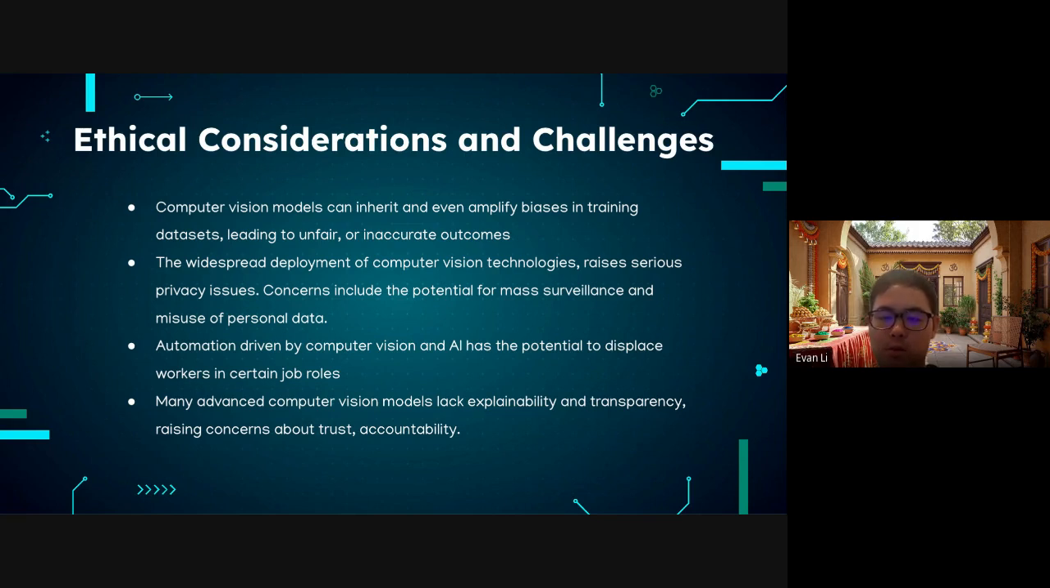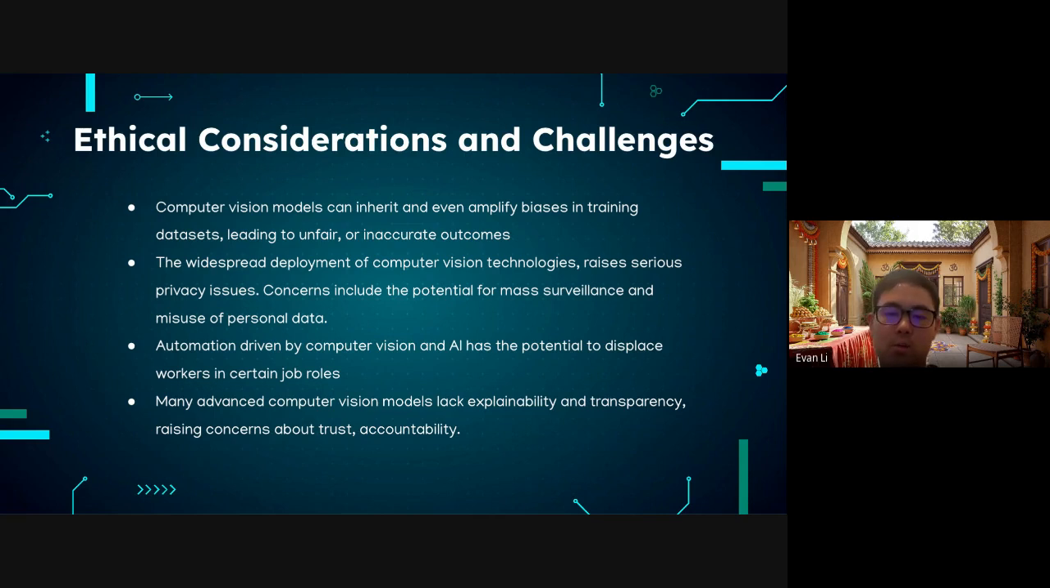Many of the most advanced models, especially deep learning models, function as black boxes. Their internal decision-making processes are often difficult to interpret, even for experts. This lack of explainability raises concerns about accountability, trust, and the ability to effectively debug or improve these systems.